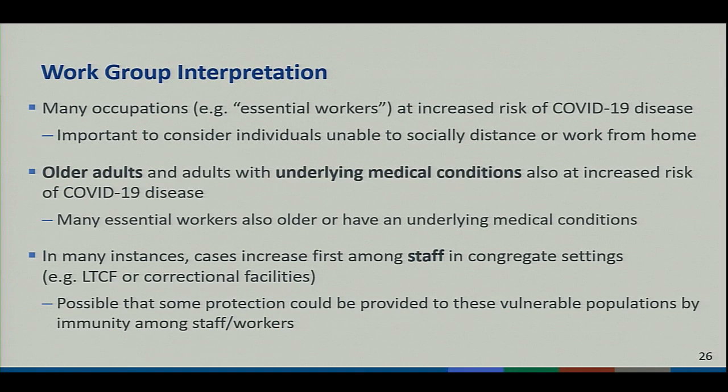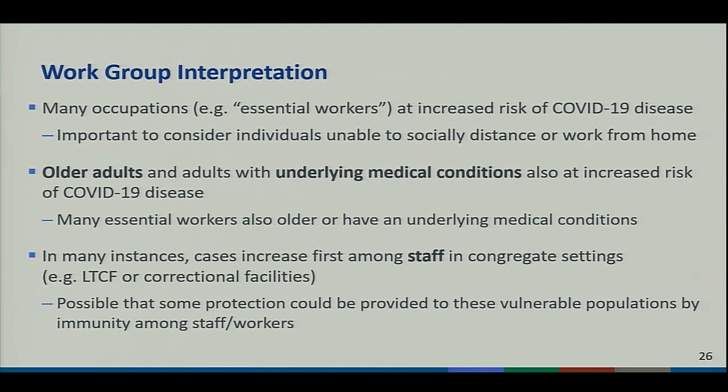Taking into account the epidemiology and modeling data that have been presented over the past several months, the work group discussed several important points. Many occupations deemed essential workers are at increased risk of COVID-19 disease, and the work group felt that it's important to consider these individuals who are unable to socially distance or work from home. Older adults, as well as adults with underlying medical conditions, are also at increased risk of severe COVID disease. And the work group noted that these groups are not mutually exclusive, that many essential workers are also older or have an underlying medical condition, also putting them at risk for severe COVID disease.